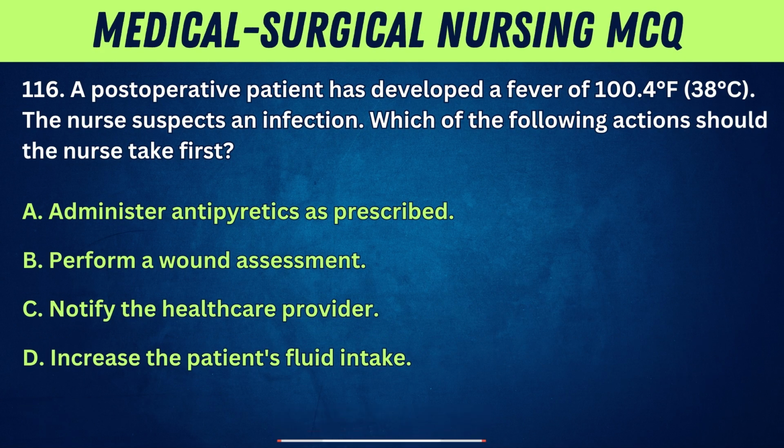116. A postoperative patient has developed a fever of 100.4 degrees Fahrenheit, 38 degrees Celsius. The nurse suspects an infection. Which of the following actions should the nurse take first? A. Administer antipyretics as prescribed. B. Perform a wound assessment. C. Notify the healthcare provider. D. Increase the patient's fluid intake.